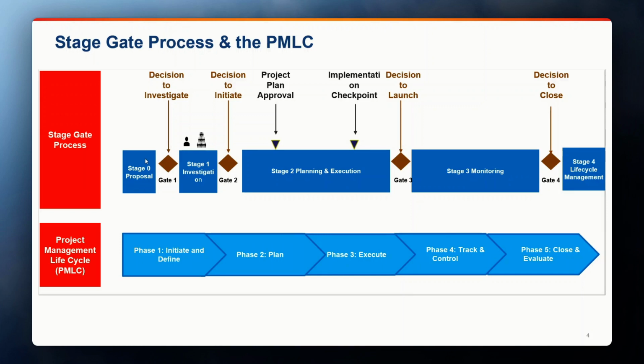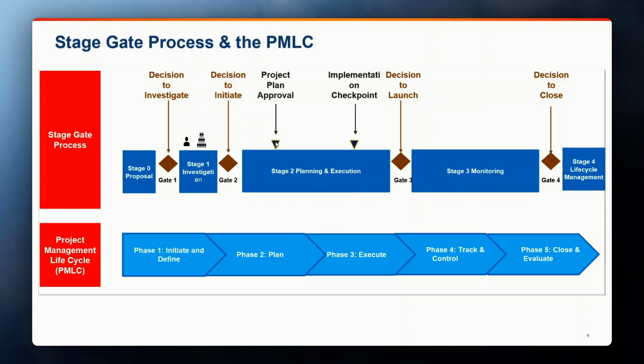At the end of stage 0, you have gate 1, where the decision to investigate is made. And then based on a go or no go, if the decision is to go forward, then the process moves on to stage 1, which is the investigation. At the end of stage 1, there is gate number 2, the decision to initiate.